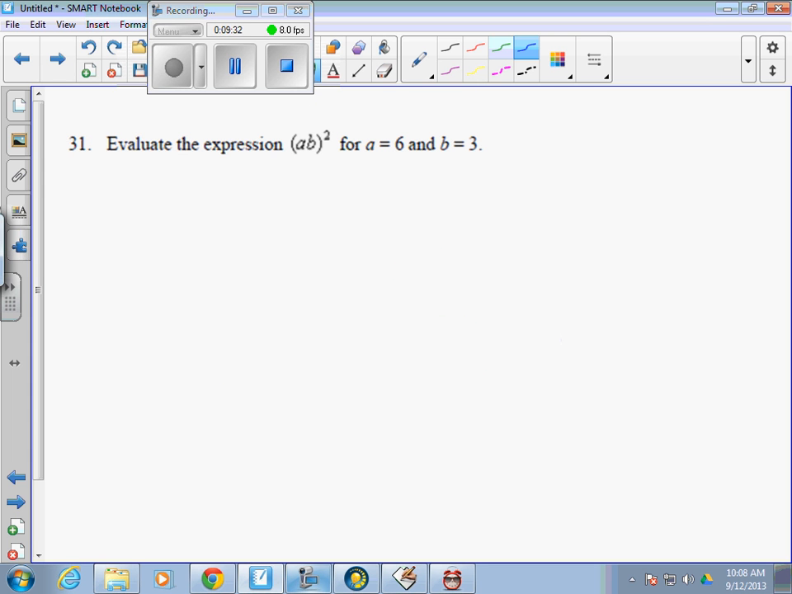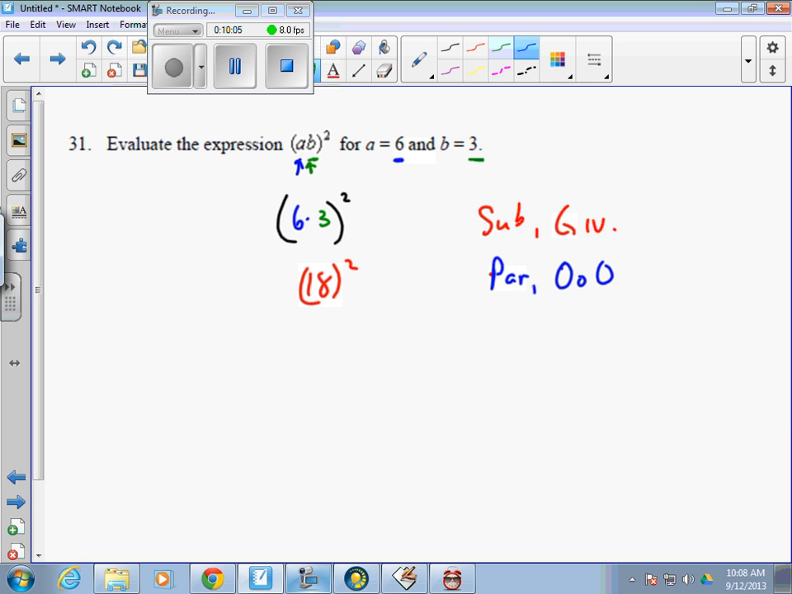31 says evaluate the expression (AB) squared when A is 6, B is 3. So again, in place of A, you're going to plug in 6. In place of B, you're going to plug in 3. So 6 times 3. All of that is being multiplied by each other in parentheses, then squared. That is, just like before, substituting in given values. Multiply 6 times 3, you get 18 squared. That's just doing what's inside parentheses first. Order of operations says to do what's inside parentheses first.